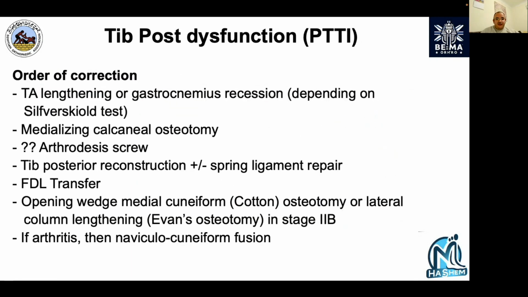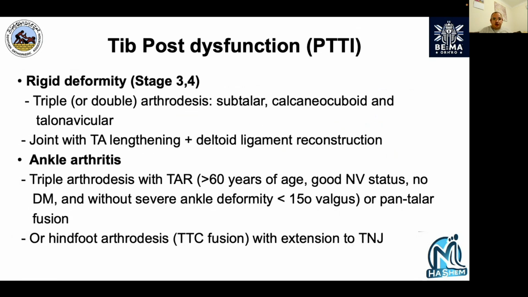Then, if the patient has arthritis, the only option is to do a fusion. If the joint is arthritic, there is no point to do any reconstruction. If we go to stage 3, the deformity becomes rigid, so the option we have is to do fusion. We try to be as conservative as we can. So if we need to do a double fusion, that's fine. If we need to do a triple fusion, that's fine. Basically, you have 3 joints: subtalar, talonavicular, and calcaneocuboid. You may be fusing 2 of them or 3 of them.